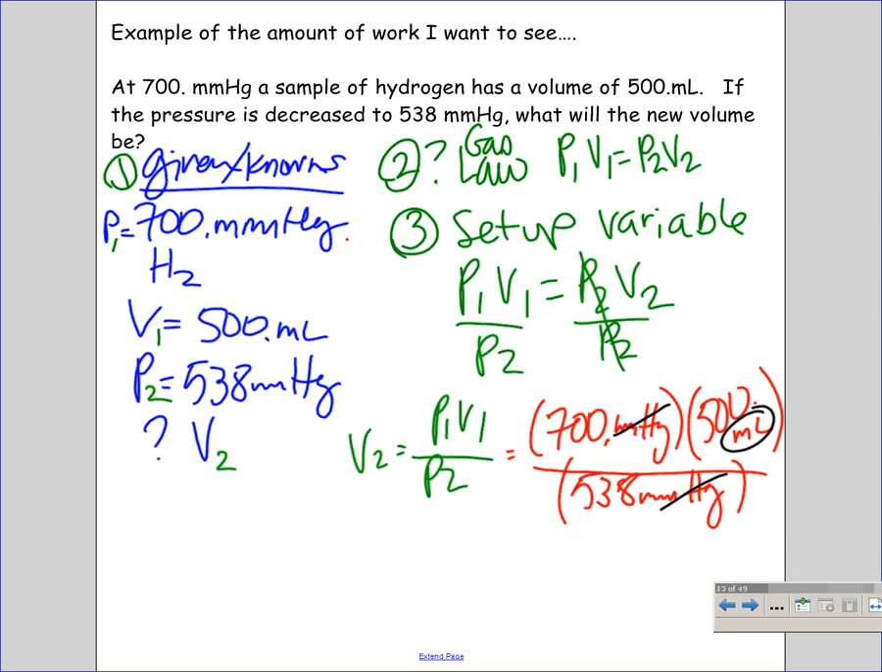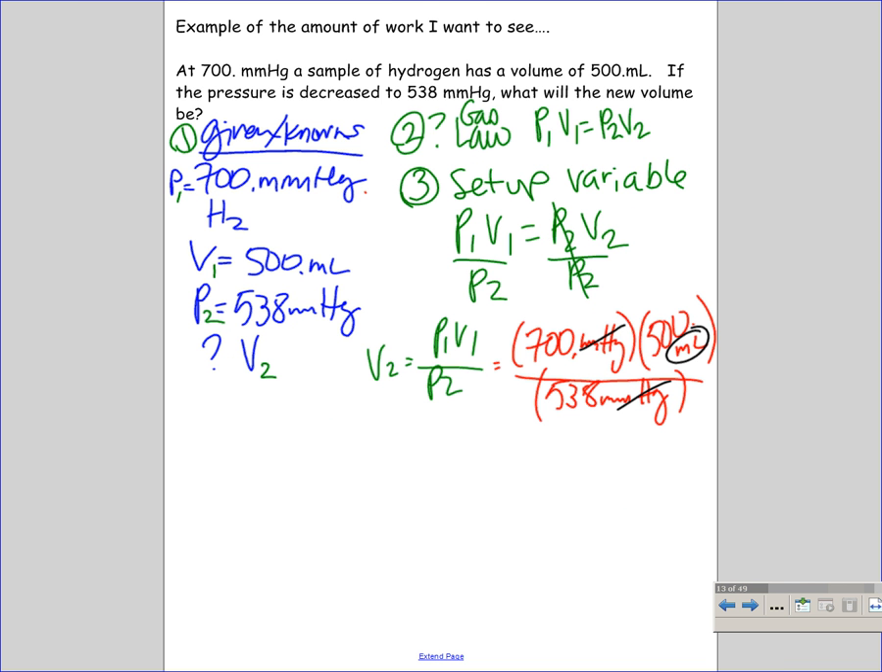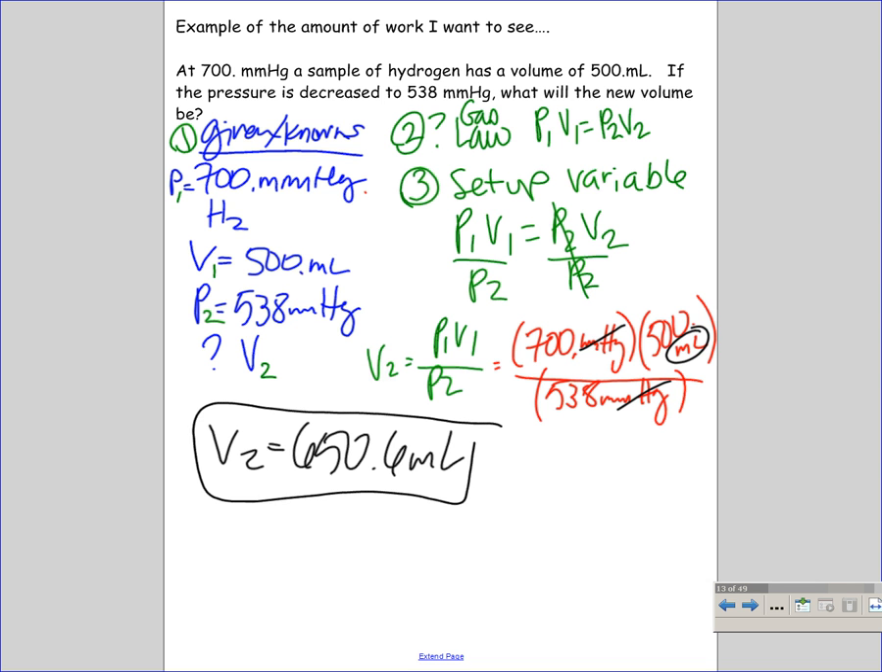So you don't have to convert it to milliliters? Nope. Because these are units of pressure that I've canceled out. Milliliters is a unit of volume, so we're in good shape. All right, will someone do that for me real fast? V2 is what? 650.6 milliliters. So 651 with sig figs.